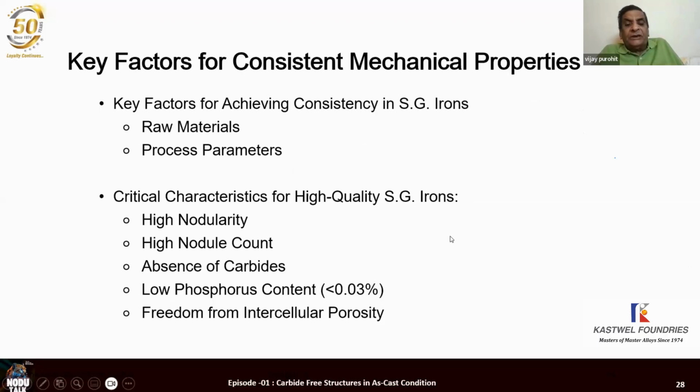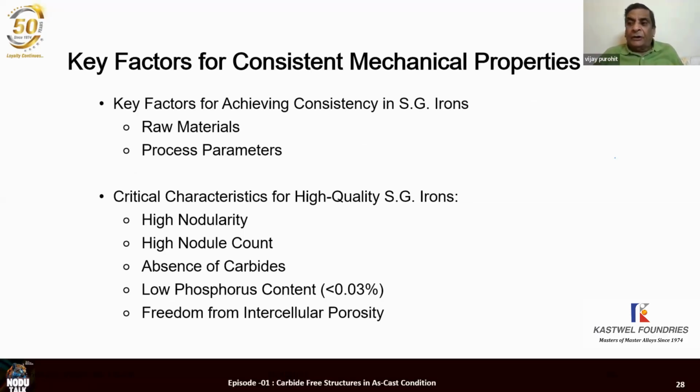Critical characteristics of high quality SGI: high nodularity, aim for more than 95%. And please don't let the image analyzer of your microscope tell you the nodularity. You see with your own eyes and compare the nodularity with the standard table charts given by AFS or by SNAM or anybody else for nodularity reading.